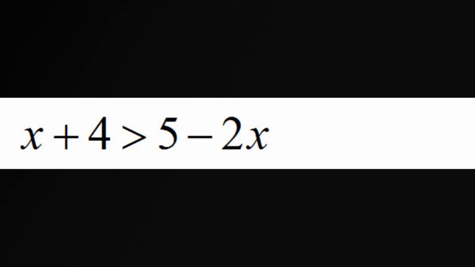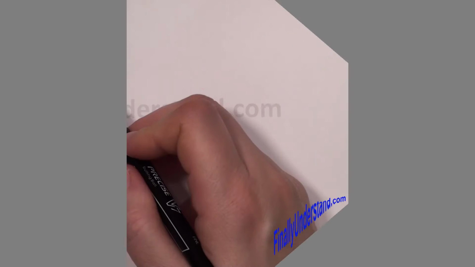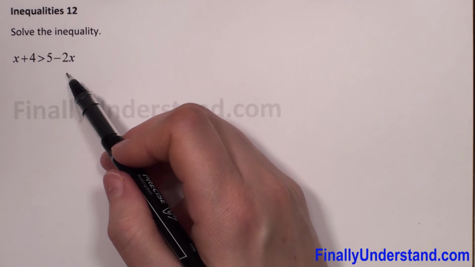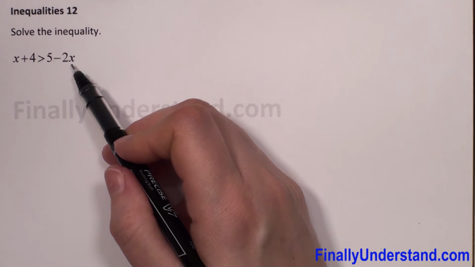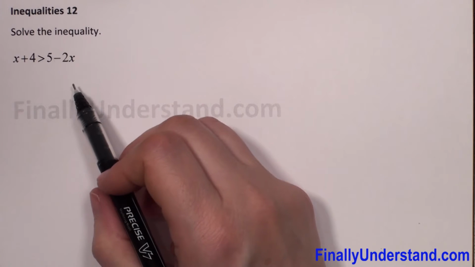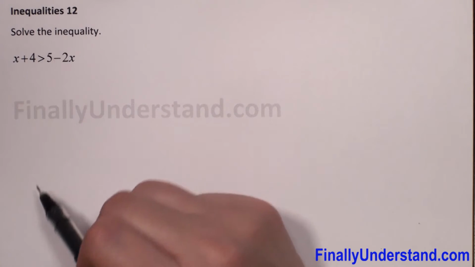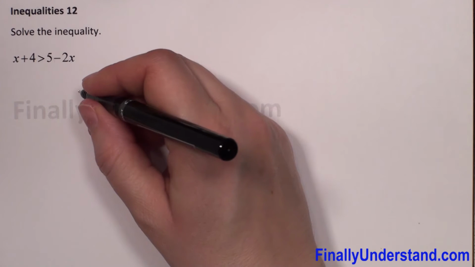I have x plus 4 is greater than 5 minus 2x. We have to solve this inequality. When we have to solve this inequality, it means we have to find all possible values of x for which this inequality is true. Let me copy first this example.